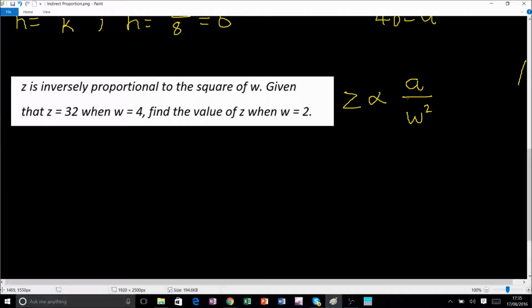Okay. So now they're going to give us some information in order for us to be able to find our proportionality constant, which is a. So the information given to us is that z is equal to 32 when w is equal to 4. So that means we can rewrite this as 32 is equal to a over 4 squared.